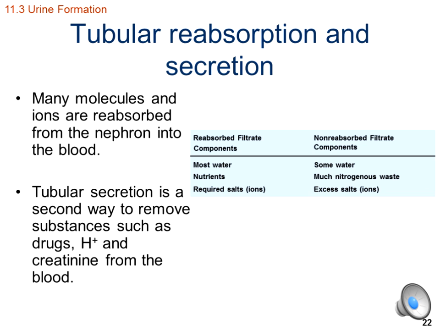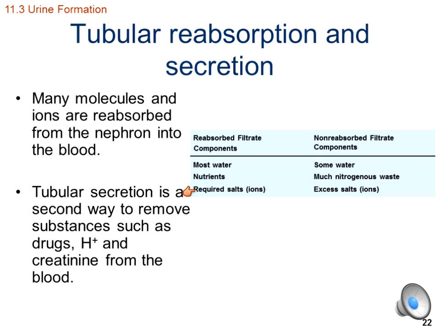Tubular secretion and reabsorption. Many molecules and ions are reabsorbed, so remember that's my husband and my children bringing things back into the garage. And they're put back into circulation, or put back into the blood. Things that are reabsorbed most commonly are most of the water, nutrients, amino acids, and glucose, and then those required salt ions, things like sodium, chloride, and just a little bit of potassium, not a whole lot of it, and bicarbonate ions.